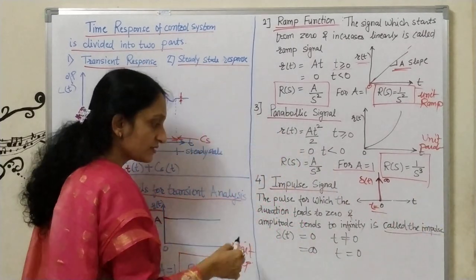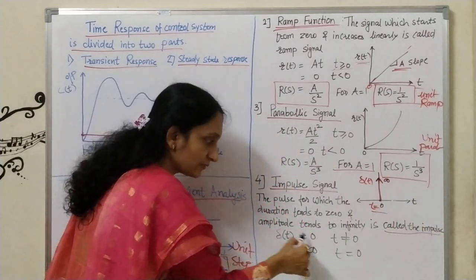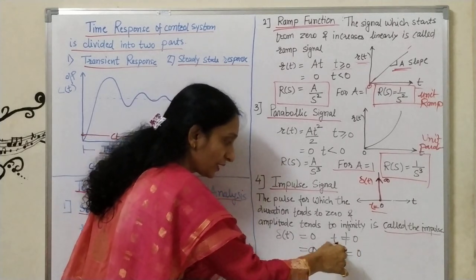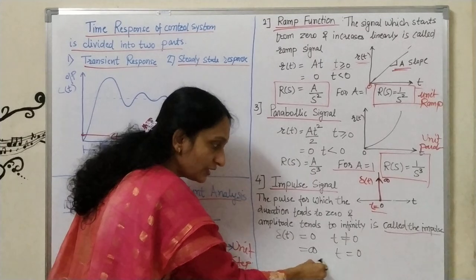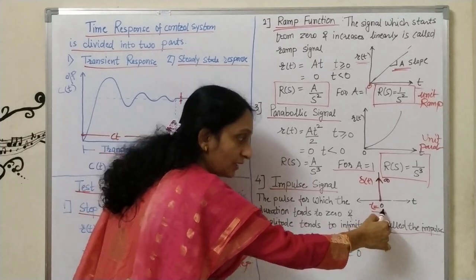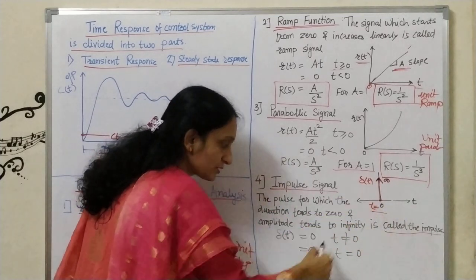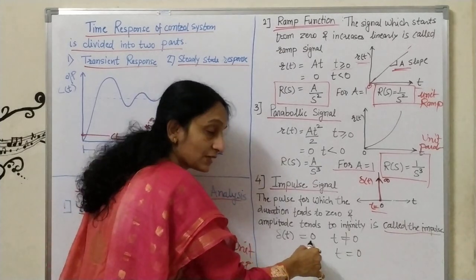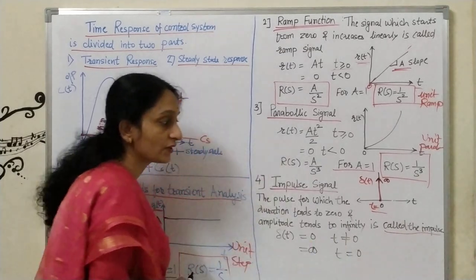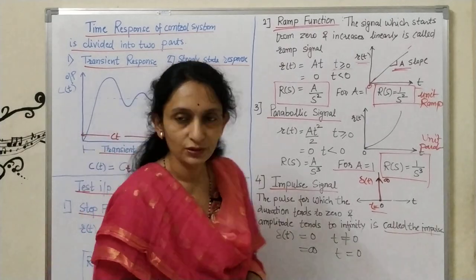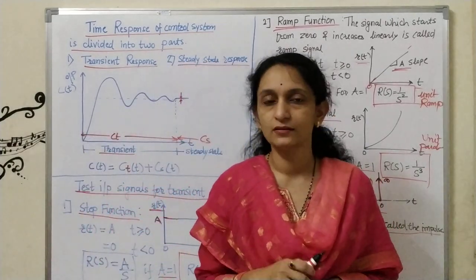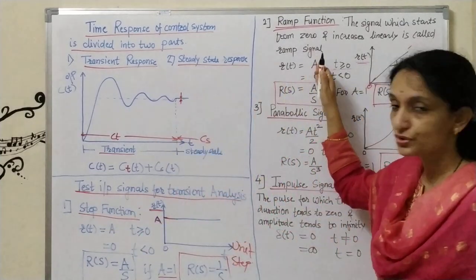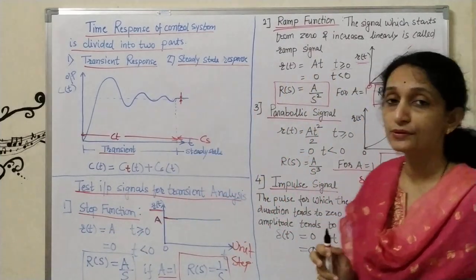So impulse response is given by delta t is equal to 0 for t not equal to 0, and it will be infinity for t equal to 0. Look at this, when t is equal to 0 we are getting a response, so this will be infinity at t equal to 0, and delta t is equal to 0 for t not equal to 0. So these are the standard test inputs: step function, ramp function, parabolic function and impulse signal.